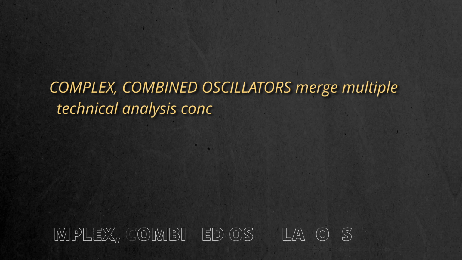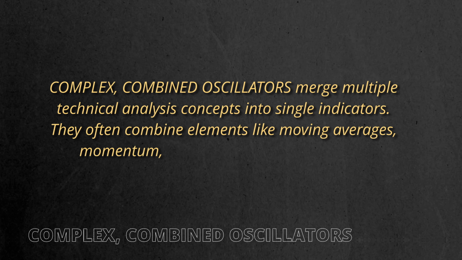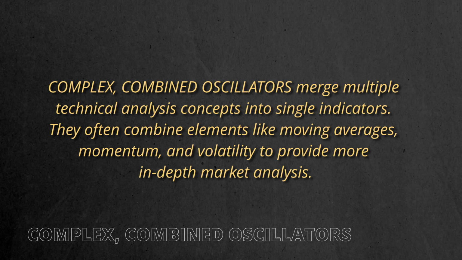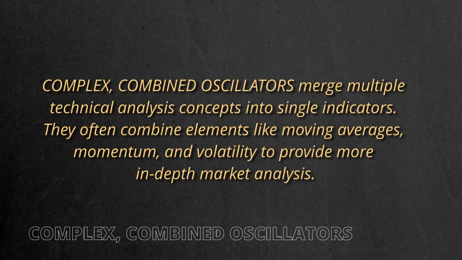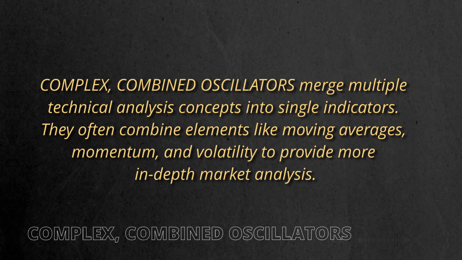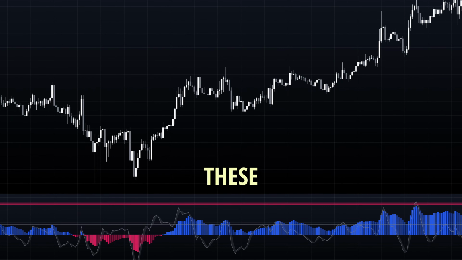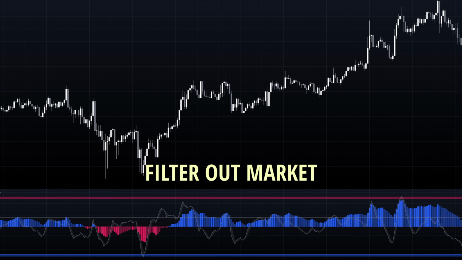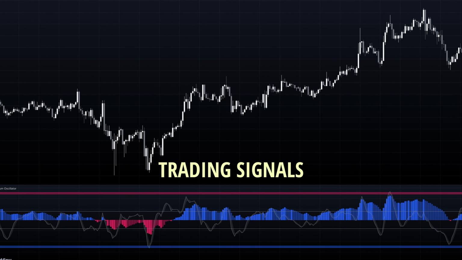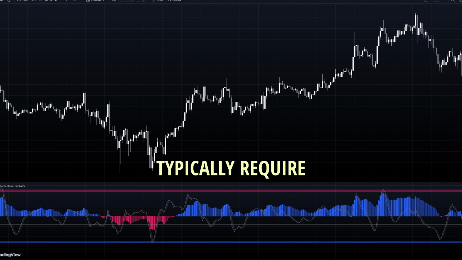Complex, combined oscillators merge multiple technical analysis concepts into single indicators. They often combine elements like moving averages, momentum, and volatility to provide more in-depth market analysis. These sophisticated tools can help filter out market noise and provide more reliable trading signals, though they typically require more experience to use effectively.